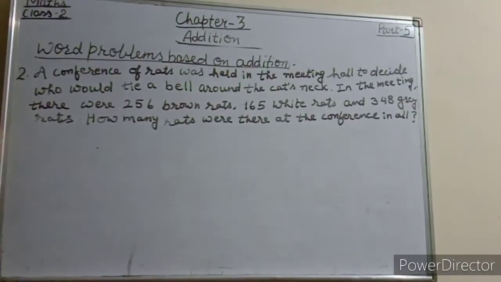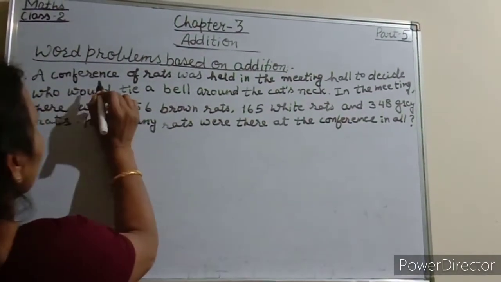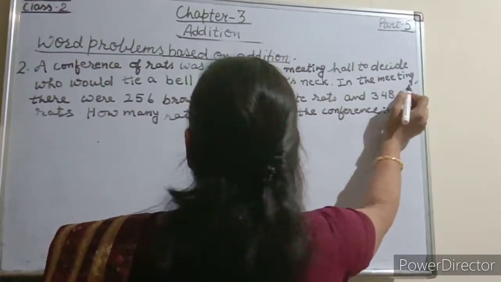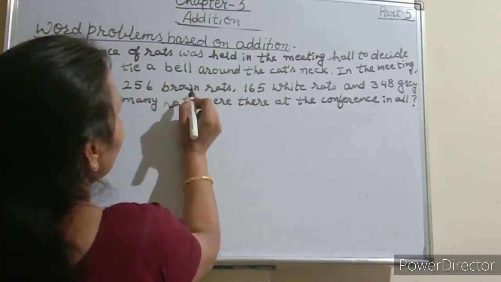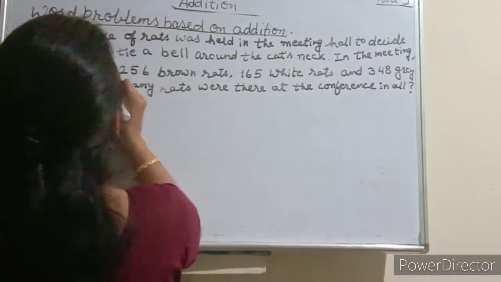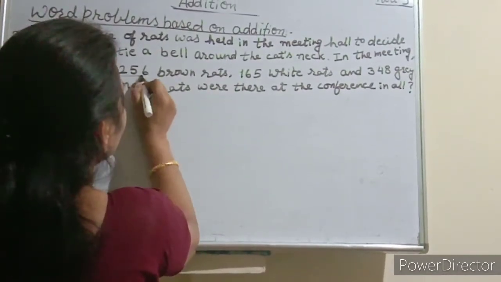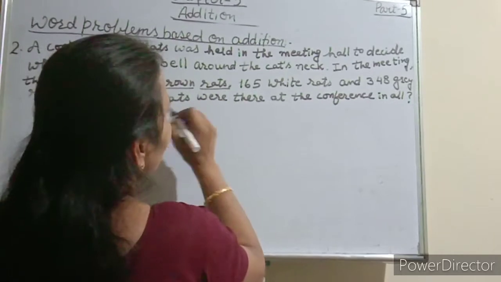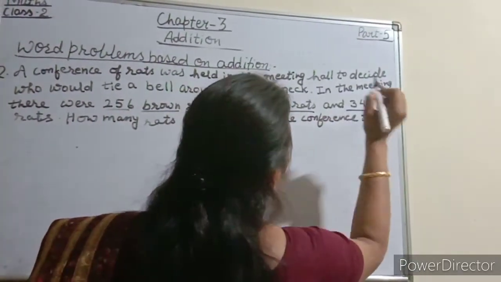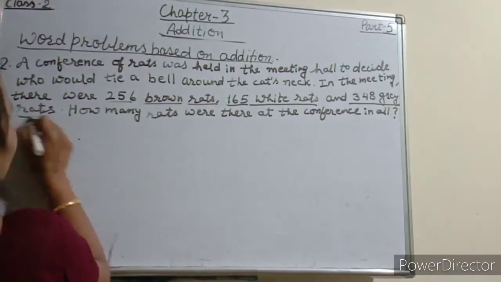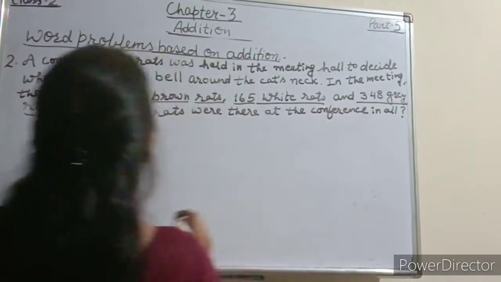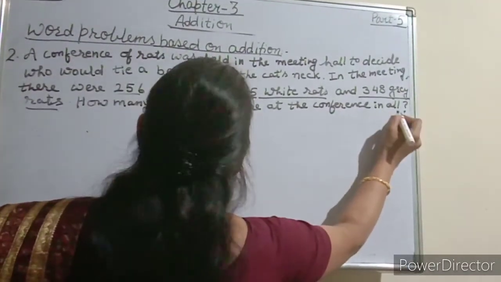Start students, question number 2. A conference of rats was held in the meeting hall to decide who would tie a bell around the cat's neck. In the meeting, there were 256 brown rats, 165 white rats and 348 grey rats. How many rats were there at the conference in all? See, here it is in all. Again, what we have to do?